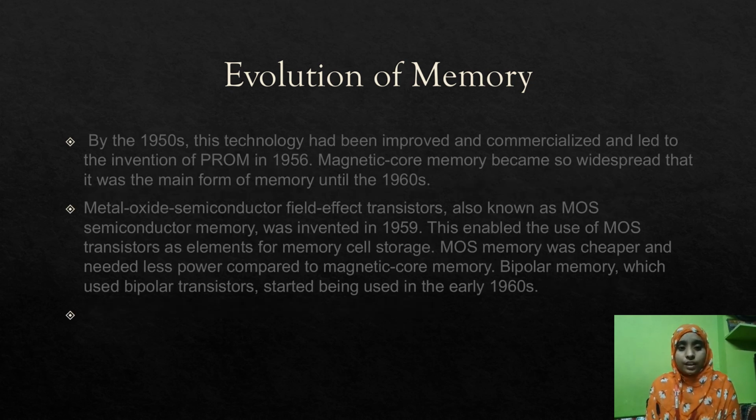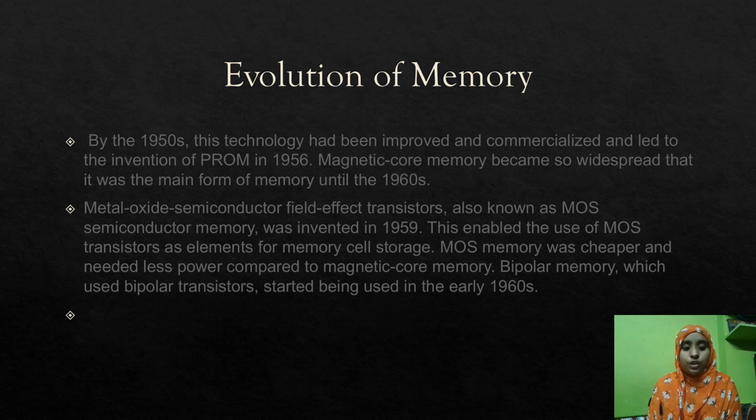By 1950, the technology had improved and led to the invention of PROM in 1956. Magnetic core memory became so widespread that it was the main form of memory until the 1960s. The metal oxide semiconductor field effect transistor, also known as MOSFET, was invented in 1959. MOS means metal oxide semiconductor memory. This enabled the use of MOS transistors as elements for memory cell storage. MOS memory was cheaper and needed less power compared to magnetic core memory.